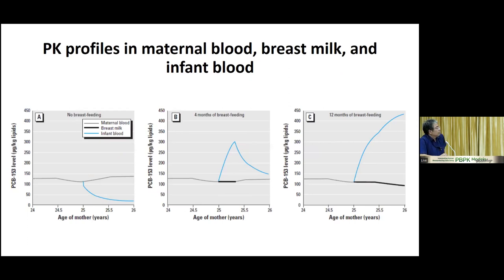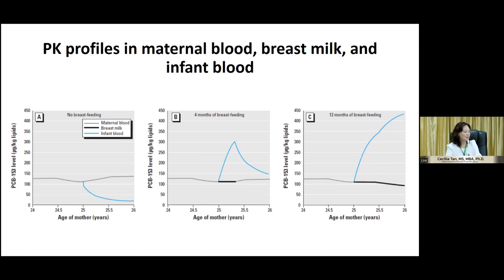Okay, and then in this simulation, they compare how long a mother is feeding her baby. Figure A, the one on the left, assumes there's no breastfeeding. In the middle is 4 months, and then C is breastfeeding for 12 months. They are predicting what is in the mother's blood, in the milk, and also in the baby's blood.